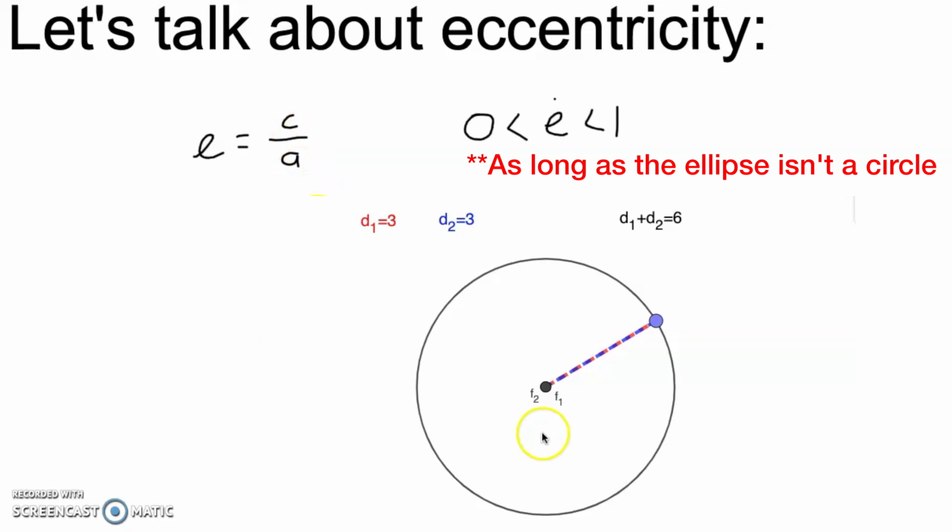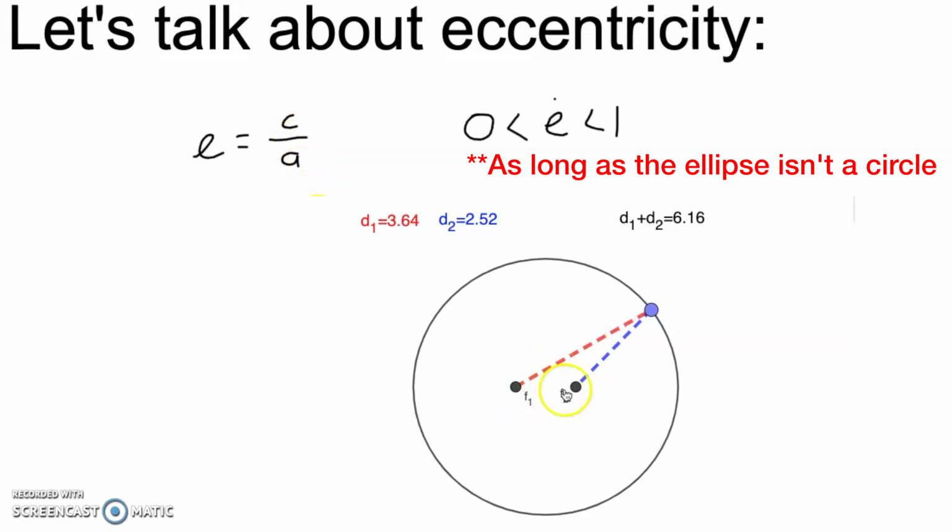The two foci are both 0 distance from the center, which is to say they're both at the center, and the ellipse is simply a circle. So a circle has eccentricity of 0. As soon as we start to move those points away though, now c has some positive value.